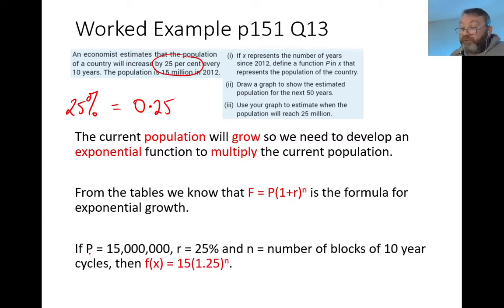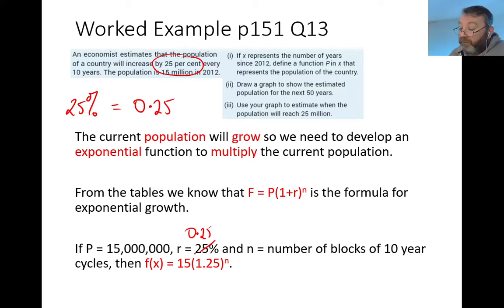The present population is 15 million in 2012. That's what it's telling you. The rate of growth is 25%, which is 0.25. We never use a percentage. We always use a decimal. And N is the number of blocks of 10-year cycles, because that's what they're telling you here, every 10 years.